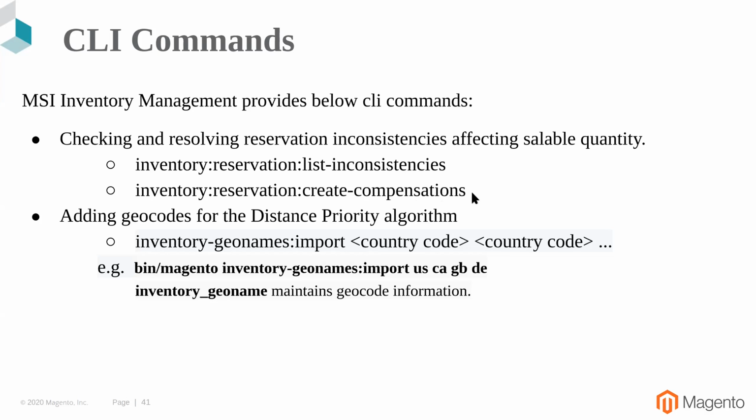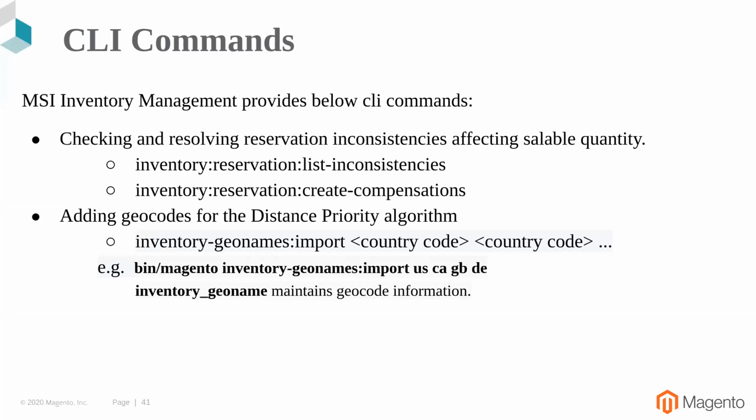Once you run this, one row is added by Magento as a compensation in the inventory reservation table. And once the cron runs, the sum is coming as 0 and it will remove the data. So that's how these two commands can be used. And then we have this third, which we already discussed. This is used for importing all the geocodes to your system. After importing, we get the message okay, done, and the geocode information is stored under the inventory_geoname table.